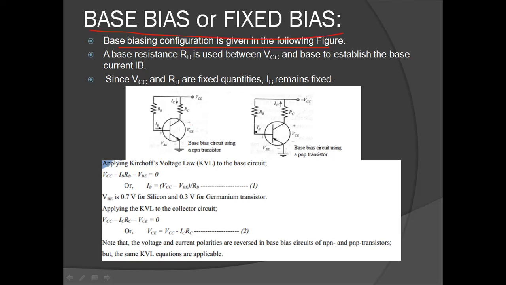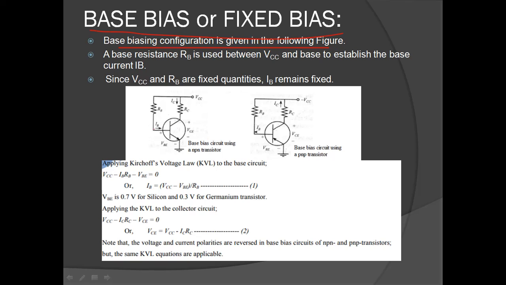What happens in the base bias is, you can see that we require two input and two output terminals. The emitter and the base are acting as the input, and the collector and the emitter are acting as the output. So the common terminal is the emitter, and whichever terminal is common is grounded. The base biasing configuration is shown here.